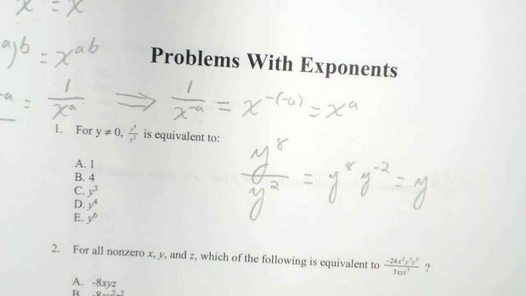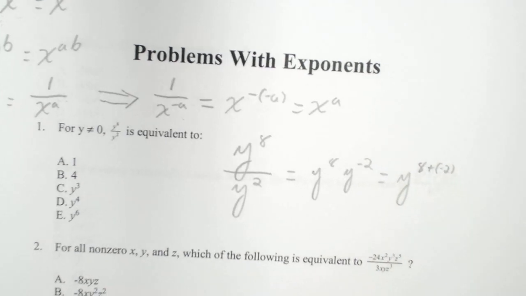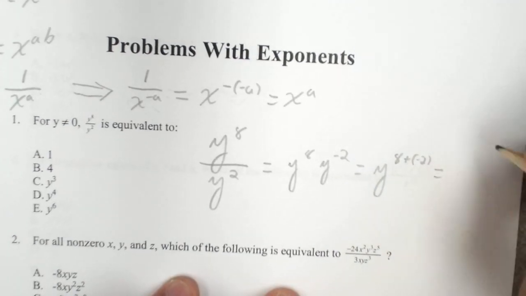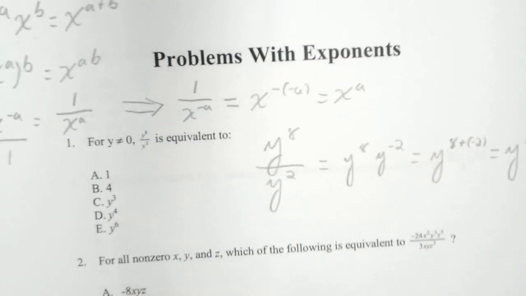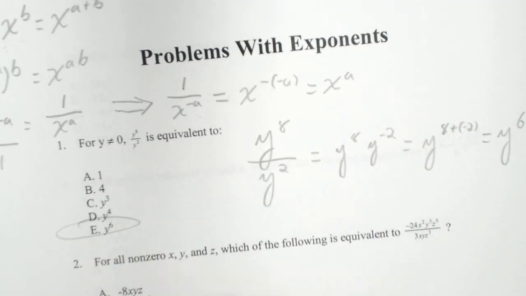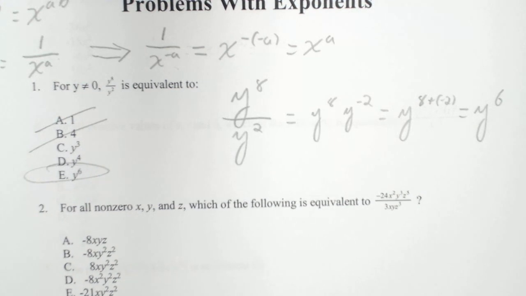So we keep the base, and now we add these exponents together. 8 plus -2 is going to give us y to the 6th. There's your answer. Now, before we even started this problem, we could have probably taken out a and b, since they don't even have y's in the answers.